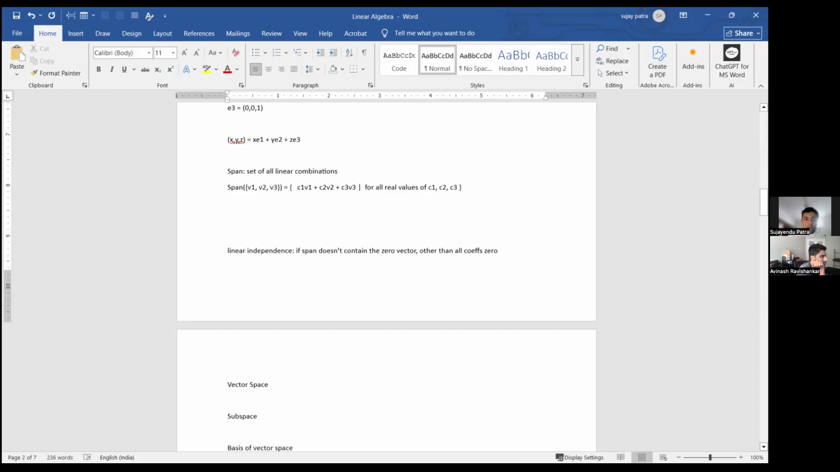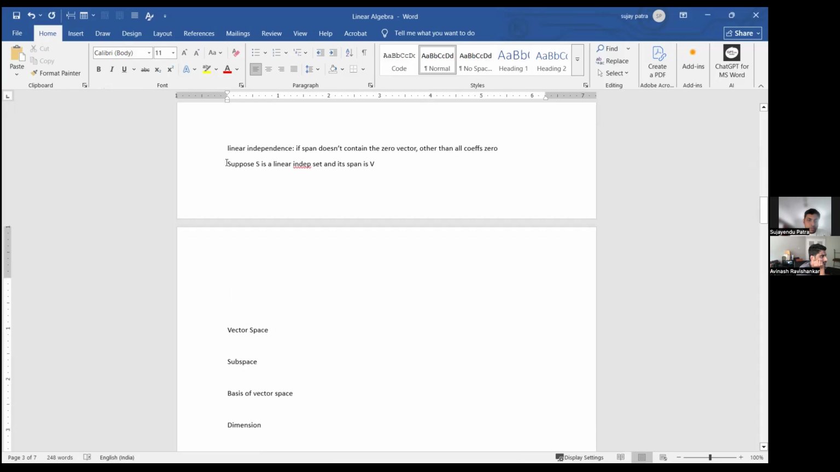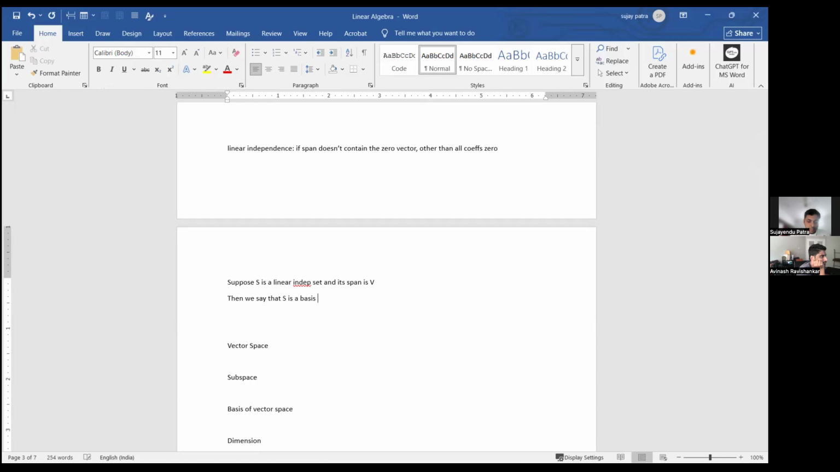Okay. Now, suppose some set S is a linearly independent set, and its span is, let's say, V. Then we say that S is the basis for V.